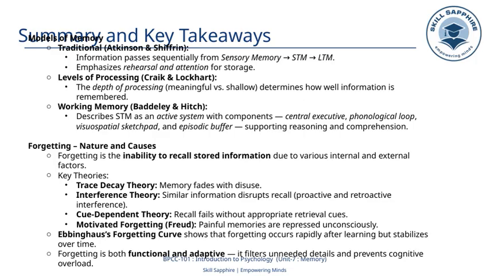One key theory is trace decay, which suggests that memories fade over time if they are not revisited. Interference theory explains that similar information can disrupt our recall, either proactive interference, where old information interferes with new, or retroactive interference, where new information disrupts old memories. Another important concept is cue-dependent forgetting, which occurs when we lack the proper cues to trigger recall.